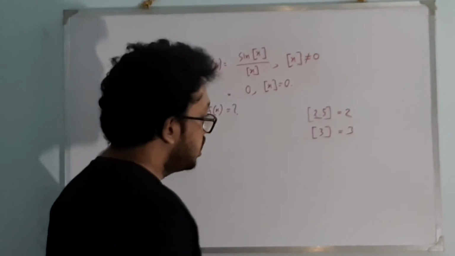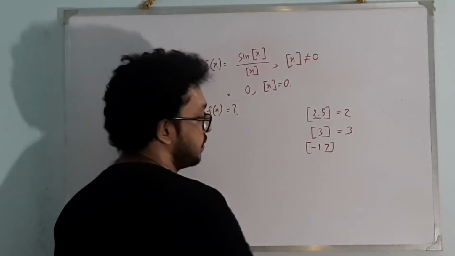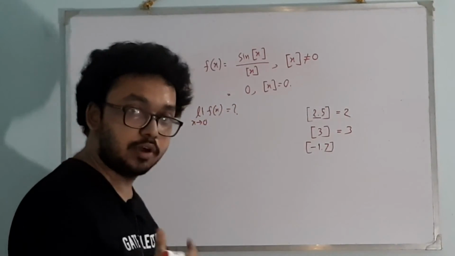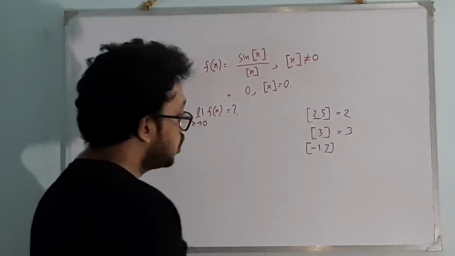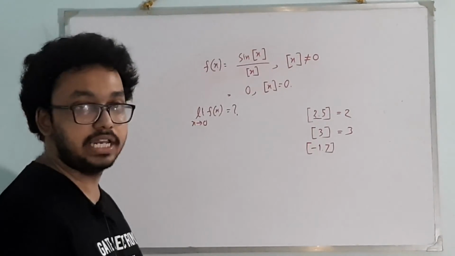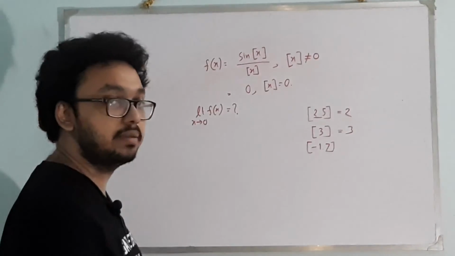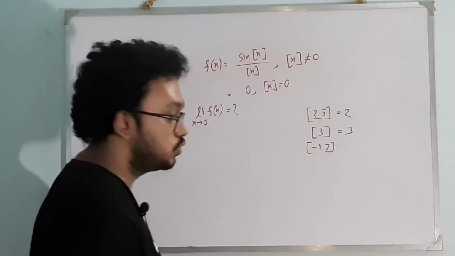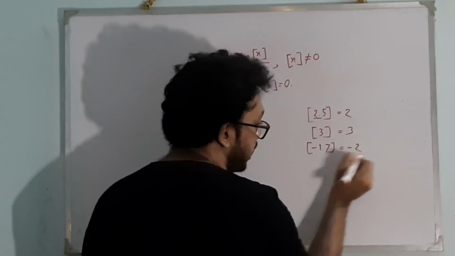Okay. Suppose you want to find out greatest integer function of minus 1.7. Is minus 1.7 an integer? No, it's not an integer itself. So you have to find out the integer which is just smaller than minus 1.7. What is the integer which is just smaller than minus 1.7? Nothing but minus 2. So greatest integer function of minus 1.7 is minus 2.